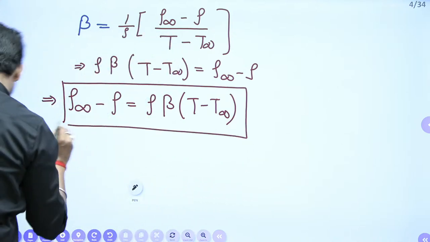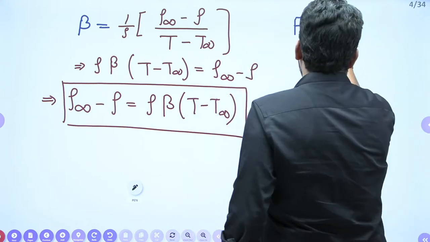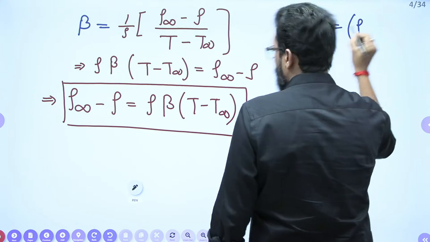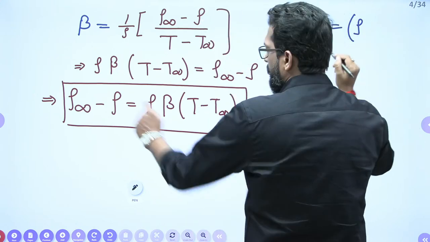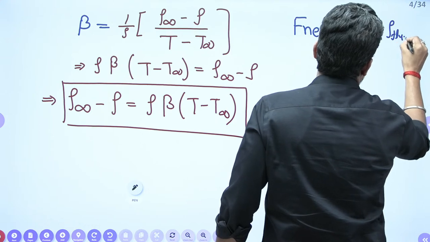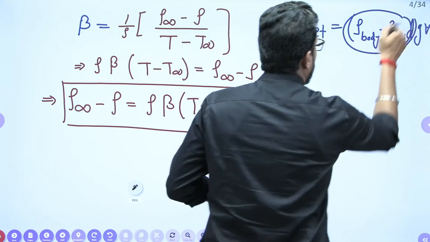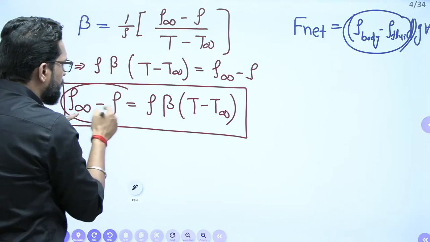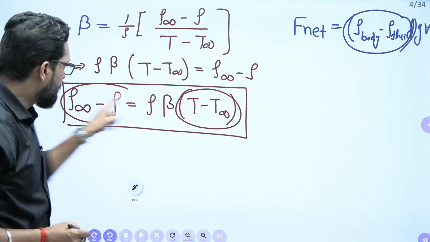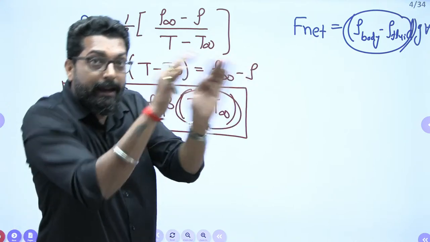Now, you can see, what is the F net? The net buoyancy force is the density difference, that means the density of the body minus the density of the fluid, into g. So this is your density difference, and this is also a density difference. So this density difference is directly proportional to the temperature difference. So the buoyancy effect is dependent on the temperature difference.